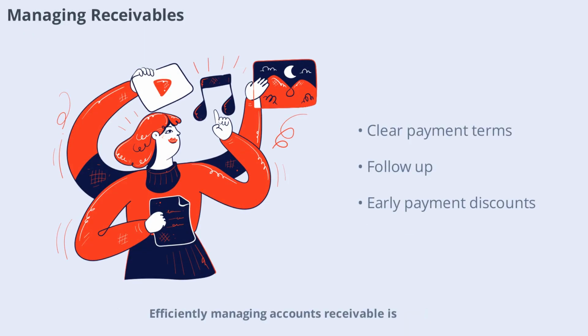Efficiently managing accounts receivable is key to maintaining healthy cash flow. Set clear payment terms, follow up on overdue invoices, and consider offering discounts for early payments. By speeding up collections, you ensure more cash is available to cover expenses and invest in growth opportunities.